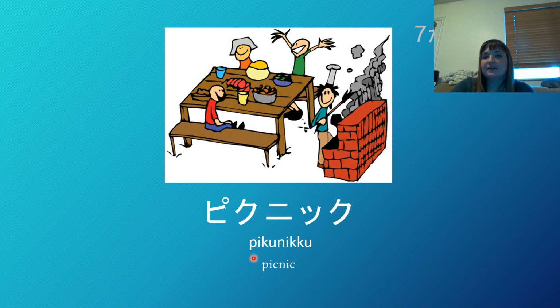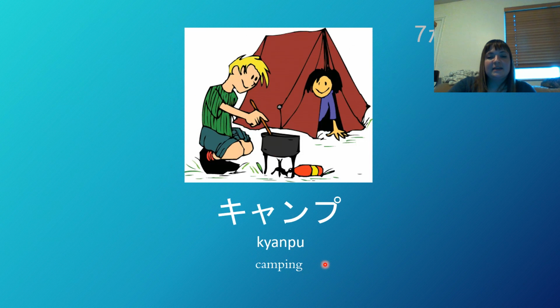はい。次はピクニック. Okay. So our picnic would be a picnic. Right? Picnic. じゃあ次. Our next one is camp. Okay. Camp, meaning camping. はい。次.